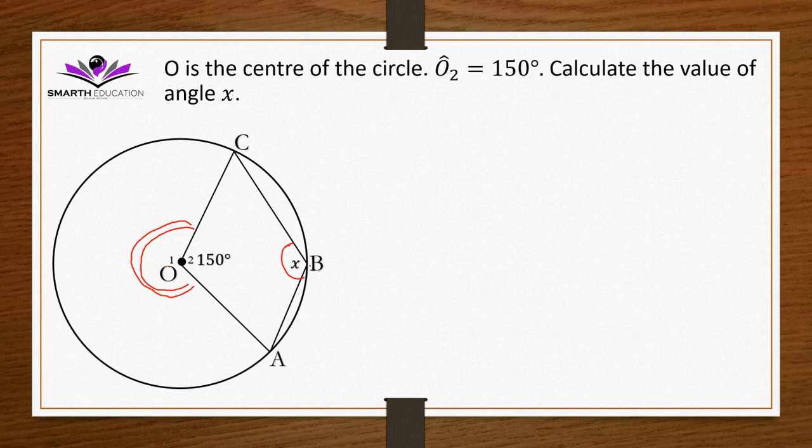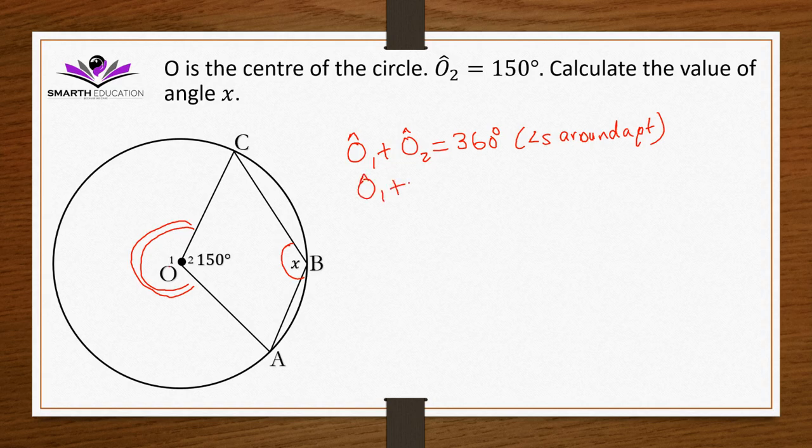Right, so now we'll say, let's do this. Angle O1 plus angle O2 is equal to what? It is equal to 360 degrees. Why? Because they are angles around a point. Or you can say angles in a revolution. It's fine. Now we have O2 here, so it's going to be O1 plus 150 degrees is equal to 360 degrees.